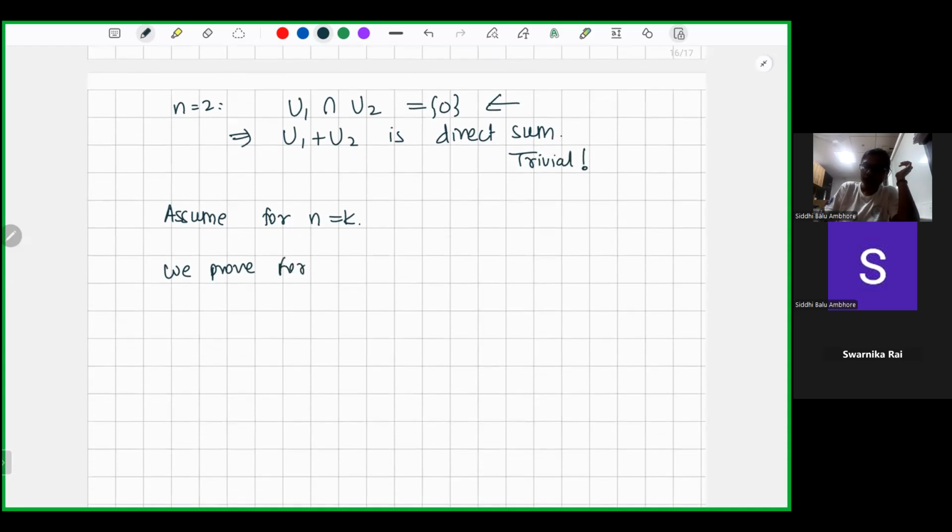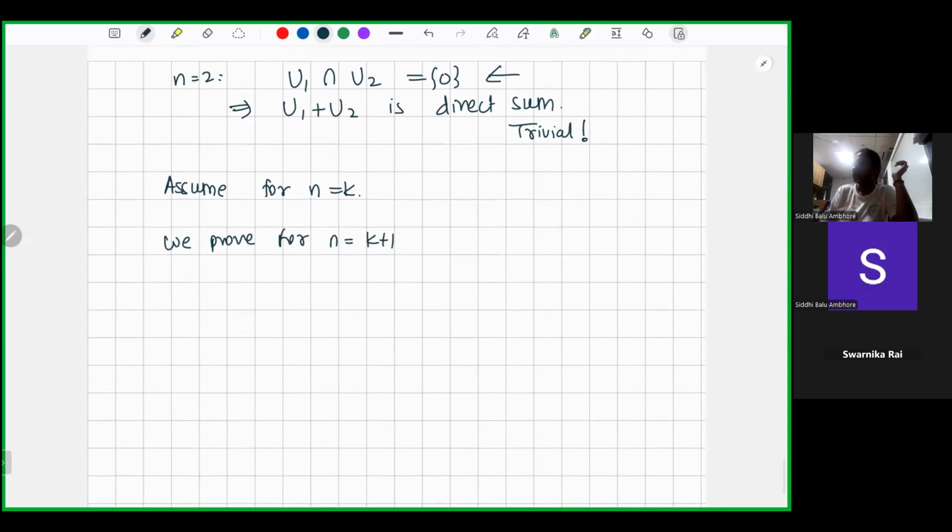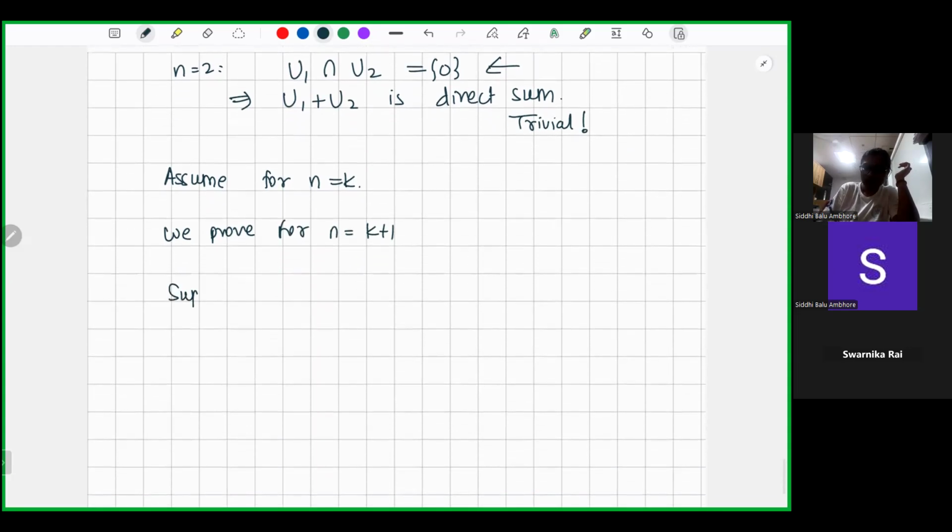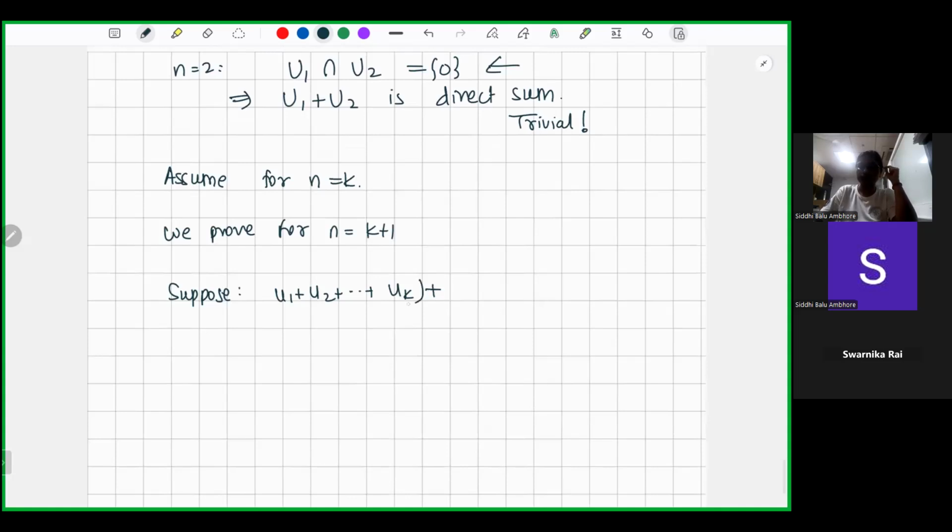So we prove it for n equal to k plus 1. Suppose I have u1 plus u2 plus ... plus uk plus uk plus 1. When I say this, I need to show that u1 up to uk plus 1 is a direct sum. So I'm assuming a sum of k plus 1 elements, and I'm taking this equal to 0.